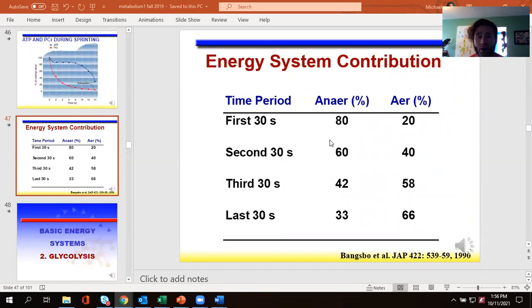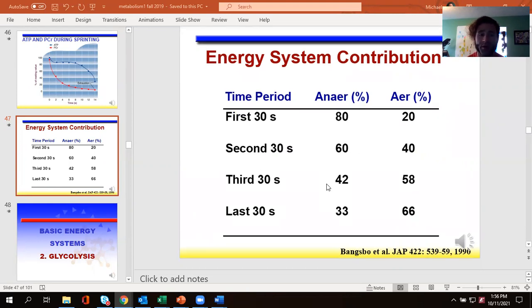Another example of the contributions of the energy systems, starting from going maximally for 2 minutes: the first 30 seconds, the next 30, and so on and so forth. We can see that shifting more into our aerobic system.